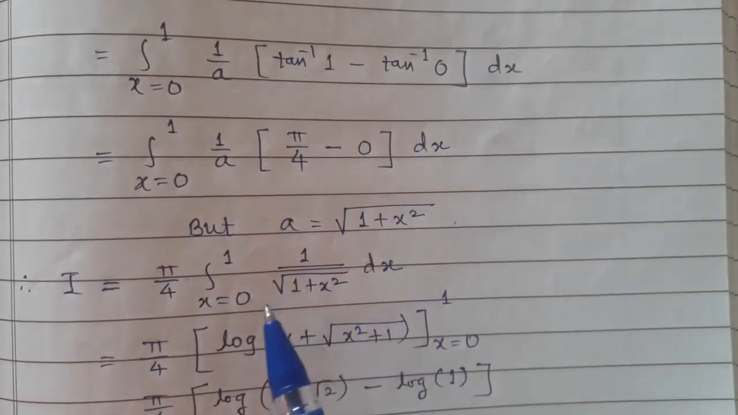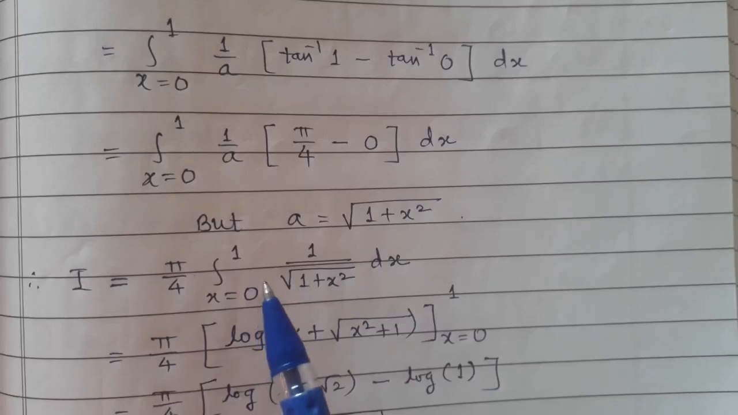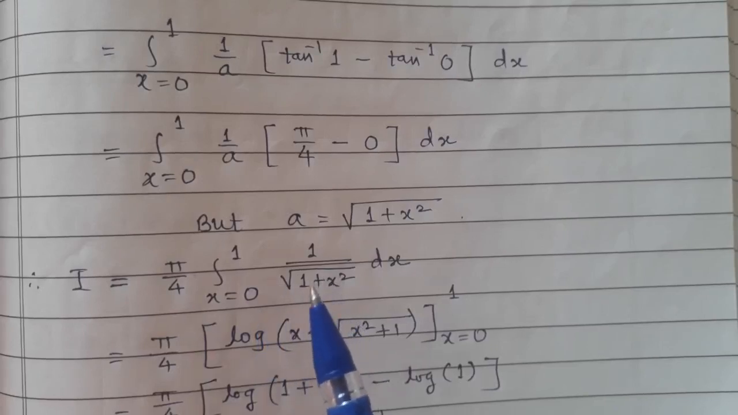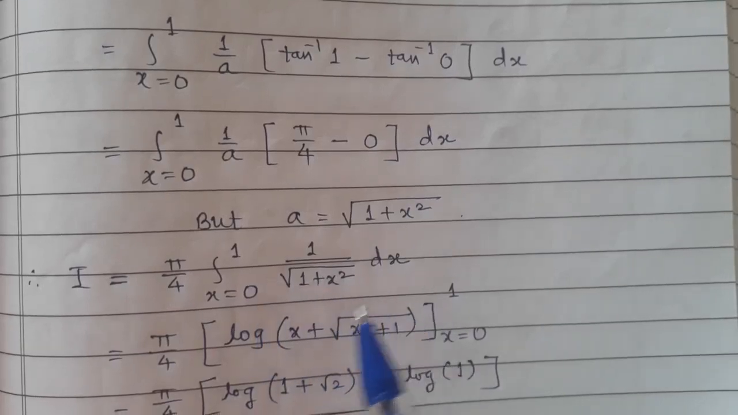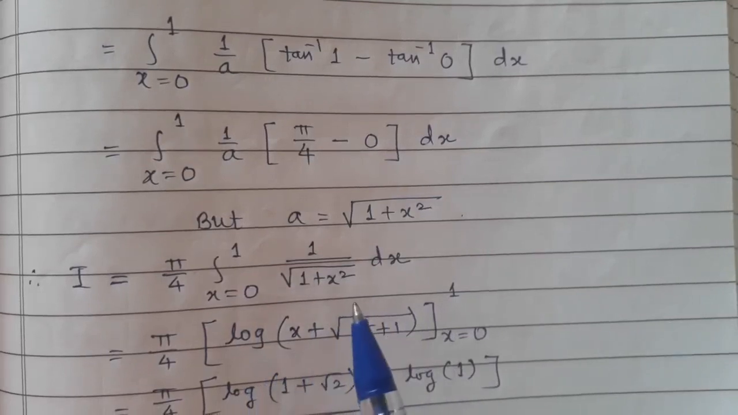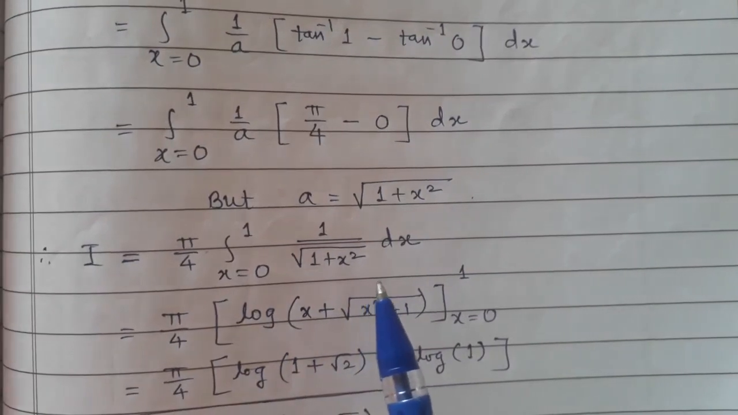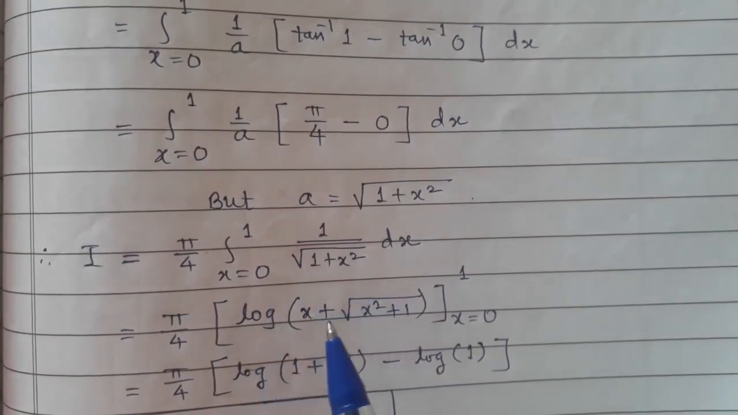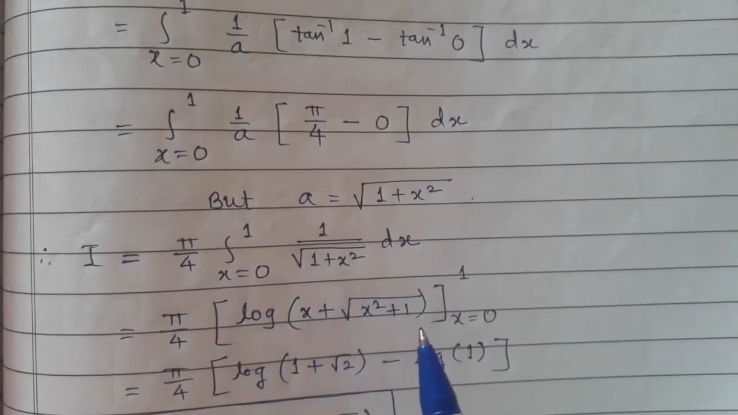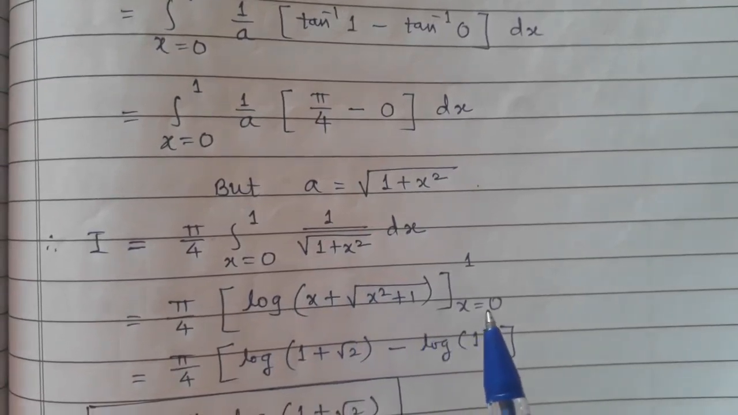So it goes to integration x from 0 to 1 of 1 upon a, that means 1 upon root of 1 plus x square dx. This is also a standard integration which reaches to the log of x plus root of x square plus 1 within the limits from 0 to 1.